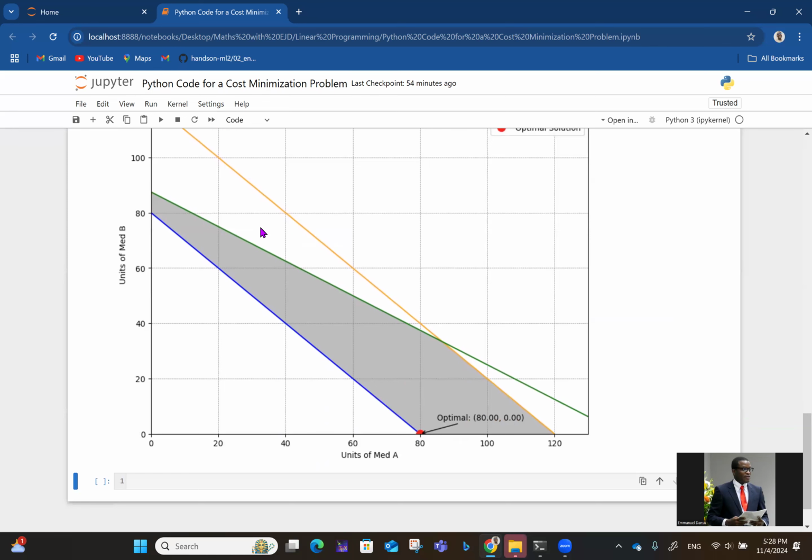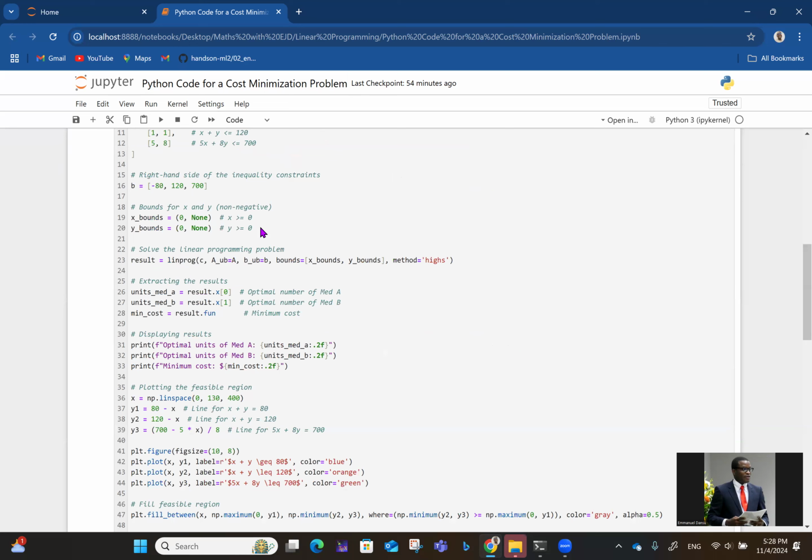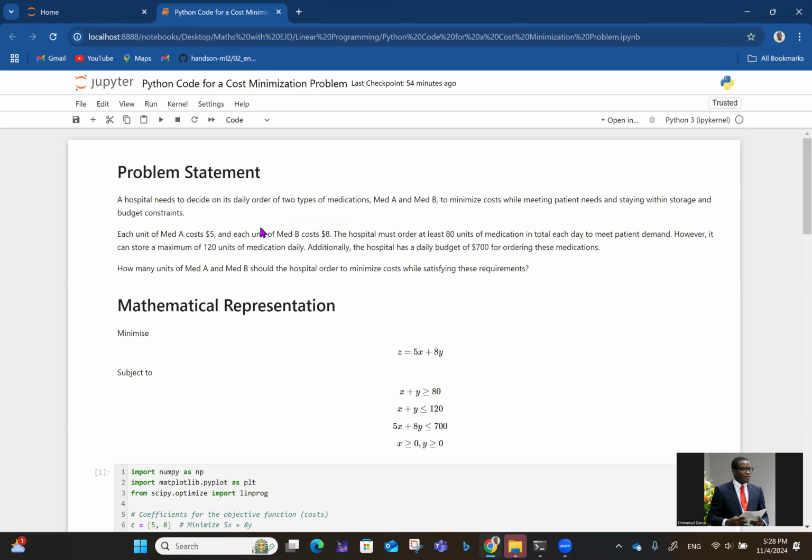So that's so cool. Python makes things pretty easy. So you just need to understand how to translate. Know that it is originally for minimization problems. If you're maximizing, you have to negate the values.